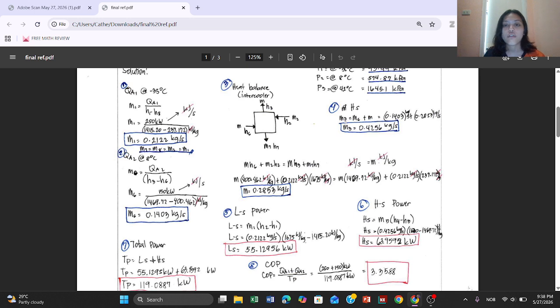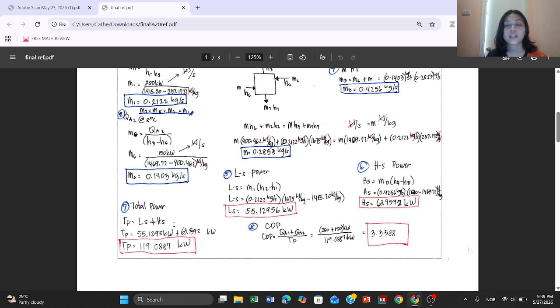Now, we already have the mass at point 3. The next step will be getting the low stage power. We have the formula of mass at point 1 times H2 minus H1, and we get a value of 55.129556 kilowatts. Next is to calculate the high stage power. We have the formula of mass at point 3 times H4 minus H3, and we get a value of 63.9592 kilowatts.